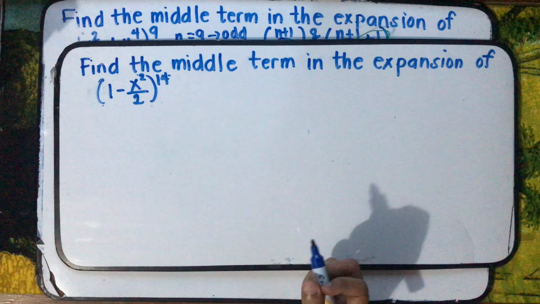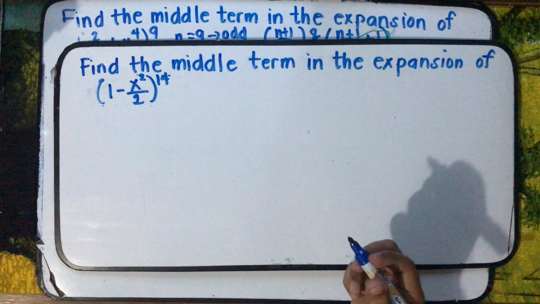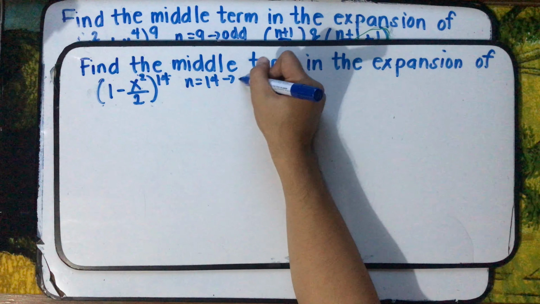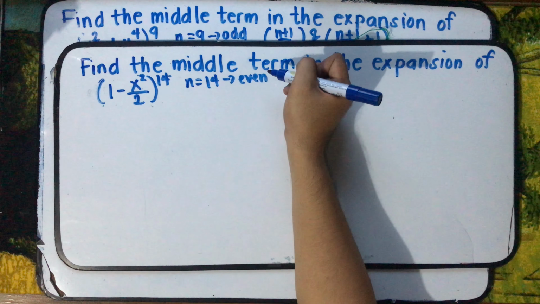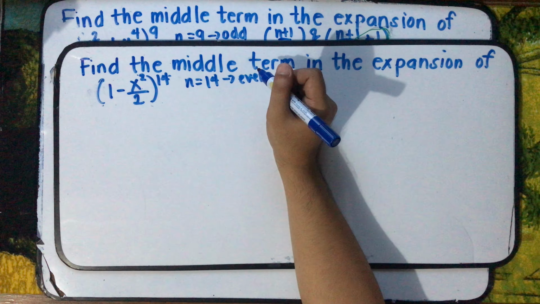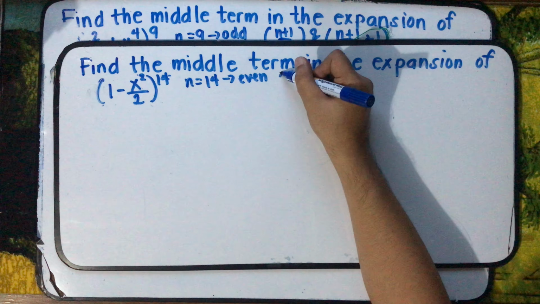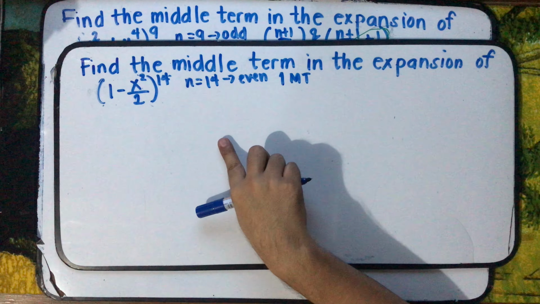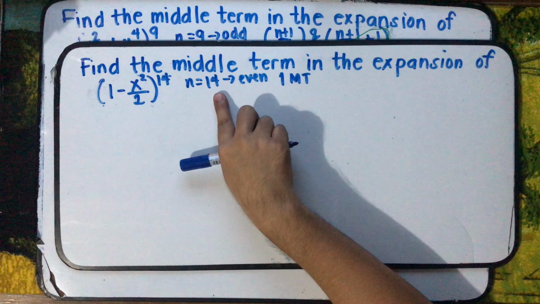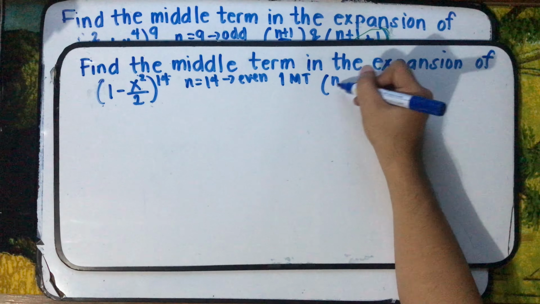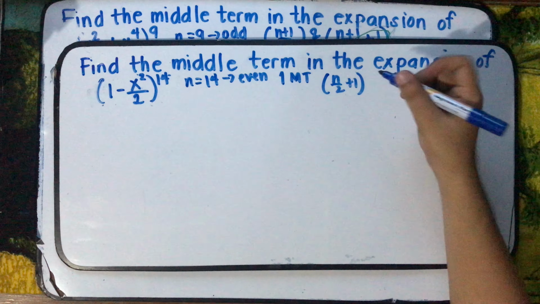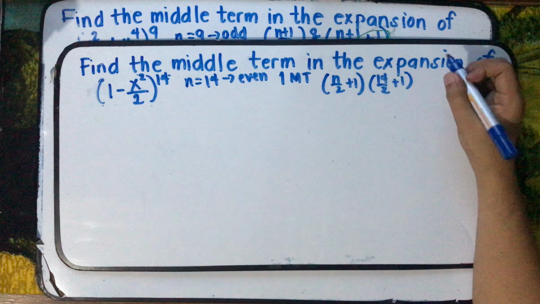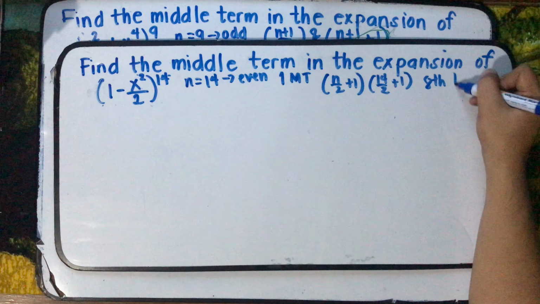So this is 1 minus x squared over 2 raised to 14, where n is equal to 14. We could say that this is even. And if n is even, there will be one middle term. Again, there will be one middle term. And what is the term position? If we have one middle term, that is n over 2 plus 1. That becomes 14 over 2 plus 1, so that is 7 plus 1. We get the 8th term.